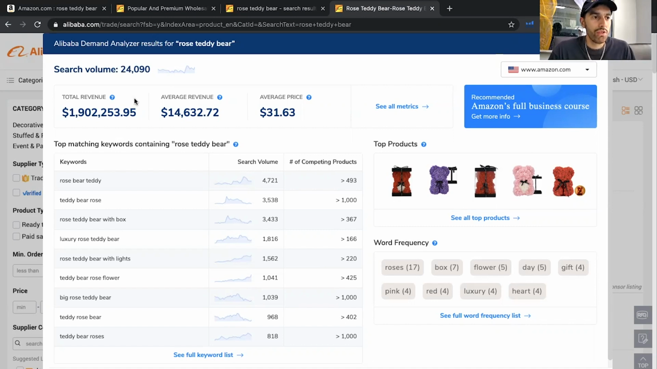But what's cool is that rose teddy bear gets 25,000 searches, but they also say rose bear teddy gets just under 5,000, teddy bear rose gets 3,500. So it also shows you the different keywords to go after.